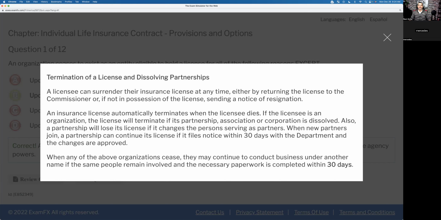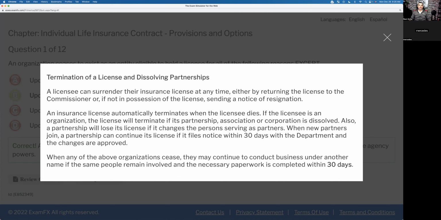If the licensee is an organization, the license will terminate if the partnership or association or corporation is dissolved. Also, a partnership will lose its license if it changes the person serving as partners. When the new partners join, a partnership can continue its license if it files a notice within 30 days to the Department of Insurance. The changes are approved.